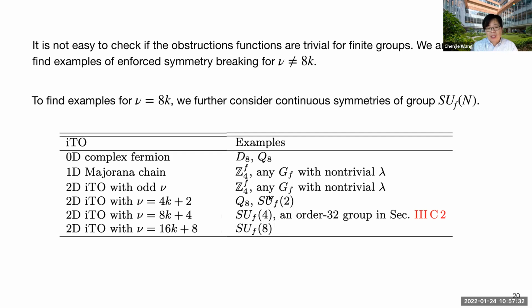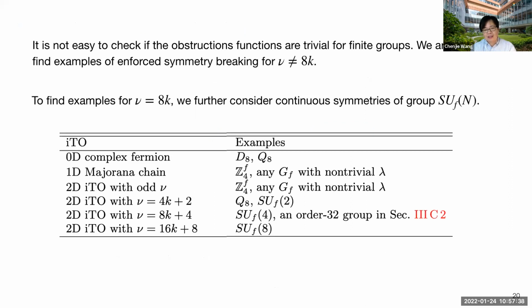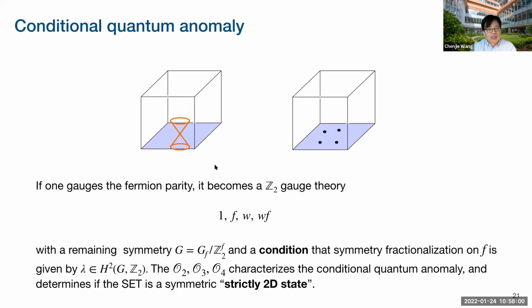But before that, I want to make a connection. This table is basically a summary of what I've been talking about so far. Our purpose is trying to find all these examples of enforced symmetry breaking beyond time reversal symmetry. And indeed, we find all of these cases for 0D, 1D, and 2D. I haven't talked about 0D, but we also did that.